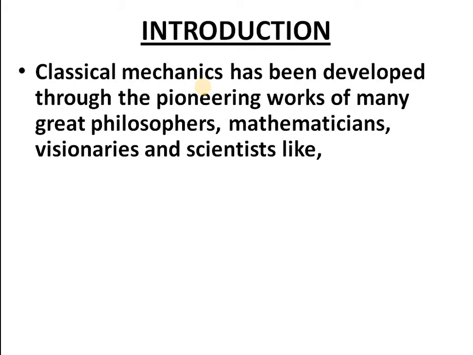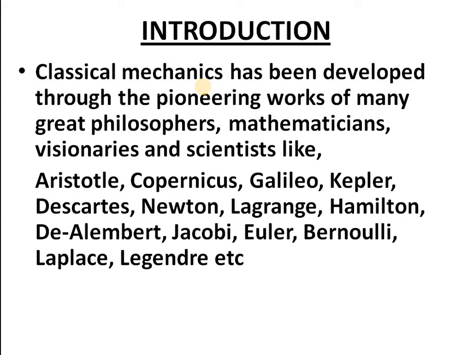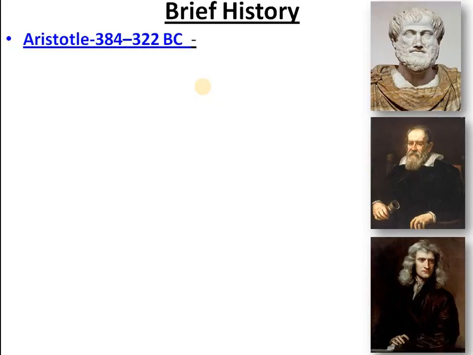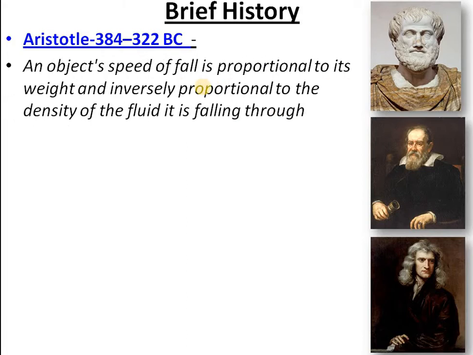Now, let us go through the pioneering works of some of the basic discoverers, or you can say some of the great luminaries in mechanics. One is Aristotle, one is Copernicus, Galileo, Kepler, Descartes. So this list is endless, in fact, but still it will be worthwhile to go through some of the key personalities in mechanics. One is Aristotle.